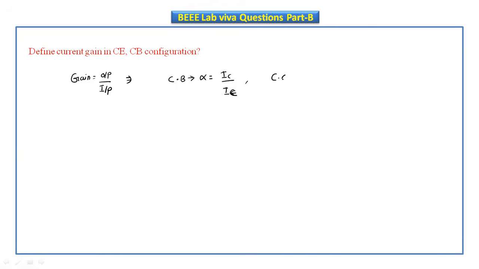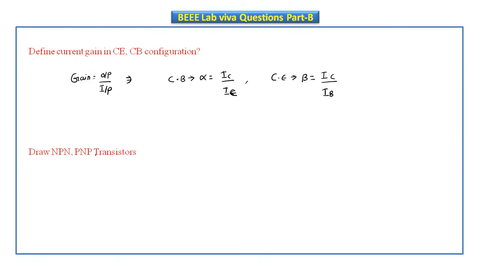Next, in case of common emitter configuration, the gain is denoted by beta. The output current of the common emitter configuration is IC. Input current is IB. Current gain beta is equal to IC by IB.